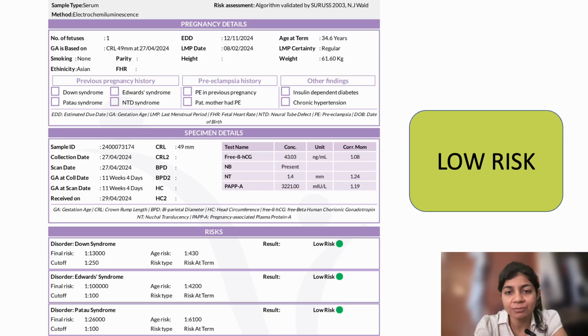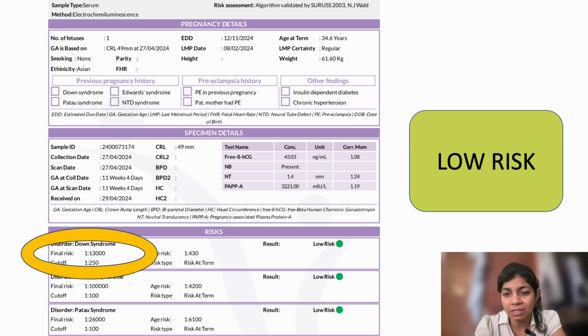So when a patient comes to you with this type of report, we have already discussed that we look at the pregnancy details, all the hormones and MoM values, and then finally we look at the ratios. In this case, the final ratio is given to be 1 in 13,000, which simply means that the patient is at a lower risk for trisomy 21.